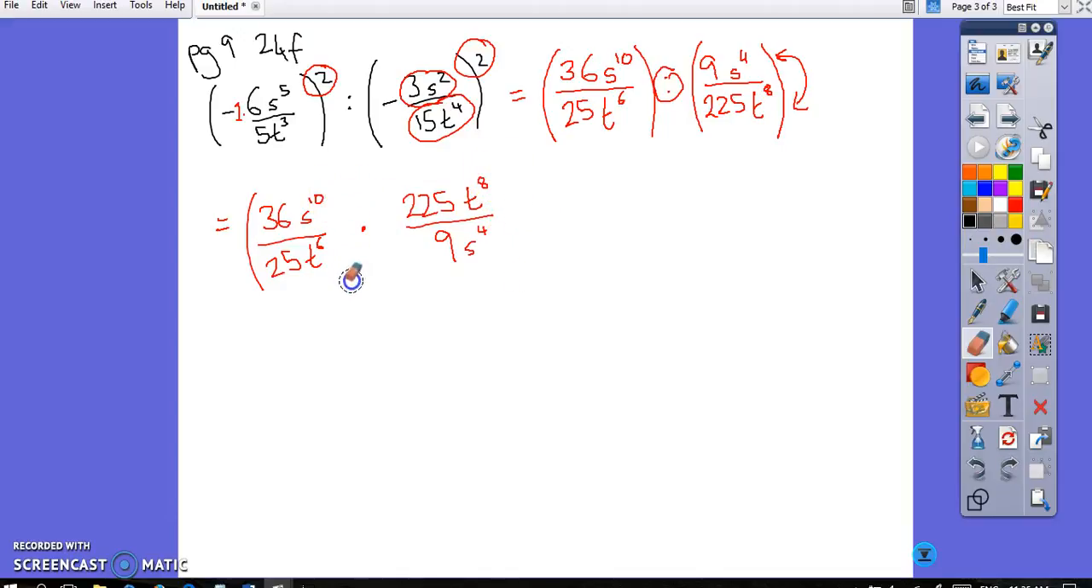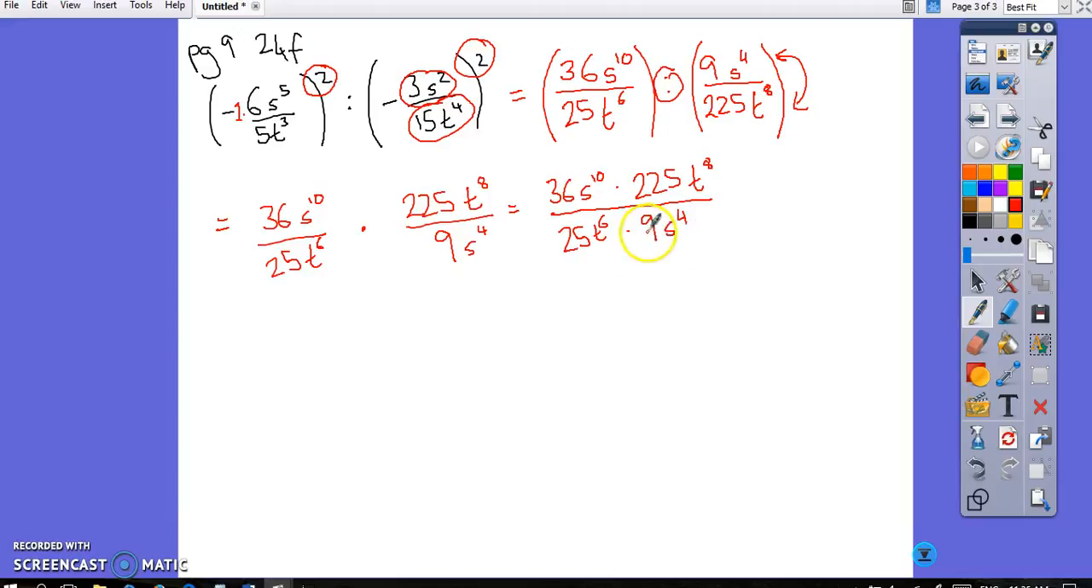And in fact, what I could do in my next step is I could make it one whole fraction together. So that would give me 36 s to the power of 10 times 225 t to the power of 8. Of course, I could multiply the 36 and the 225 together on the top, but I'm not doing that yet for a specific reason. Over, in the denominator, 25 t to the 6 times 9 s to the 4.